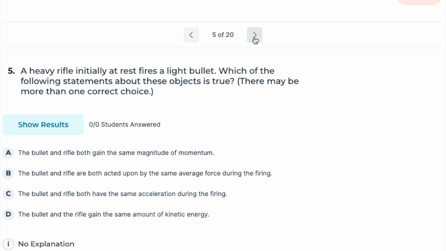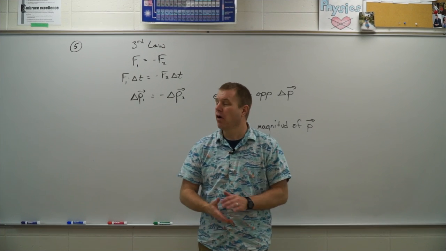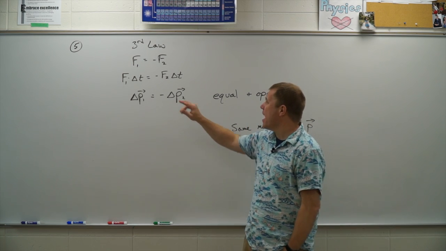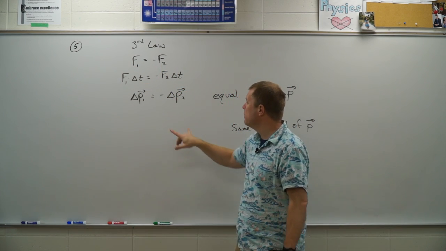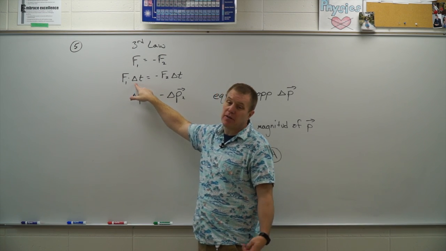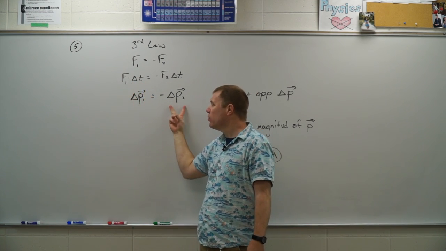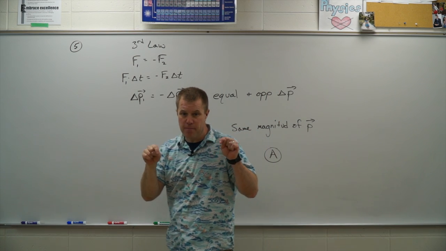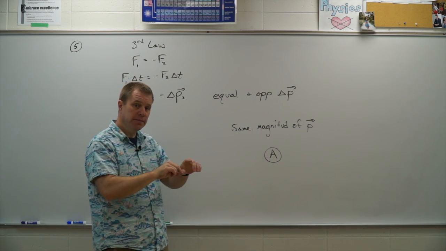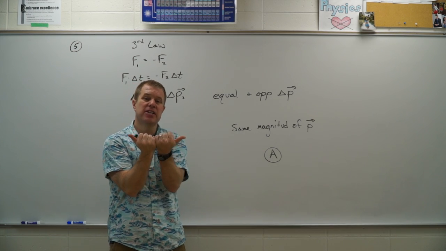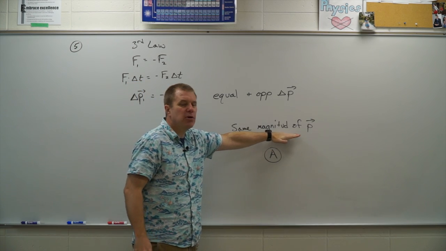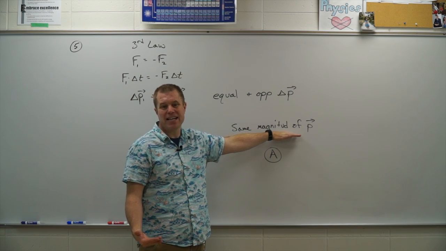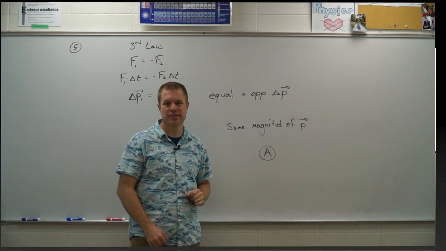A heavy rifle initially at rest fires a light bullet. Which of the following statements about these objects is true? There may be more than one correct answer. All right, so number 5, third law, thinking opposite and equal forces between that gun and bullet. They're going to experience equal amounts of time for that same force. So they're going to experience equal and opposite changes in momentum. Since they both started at 0, their changes in momentum are from 0 to equal and opposite numbers, and those equal and opposite numbers will have the same magnitude, and so A is the correct answer here.